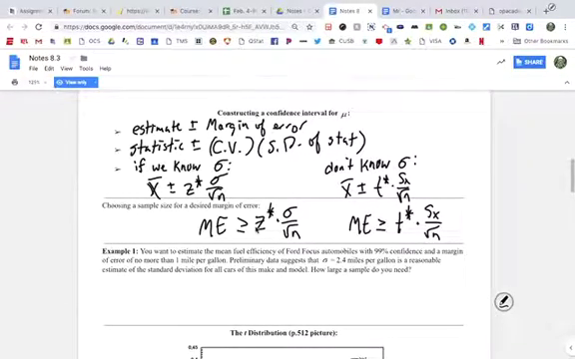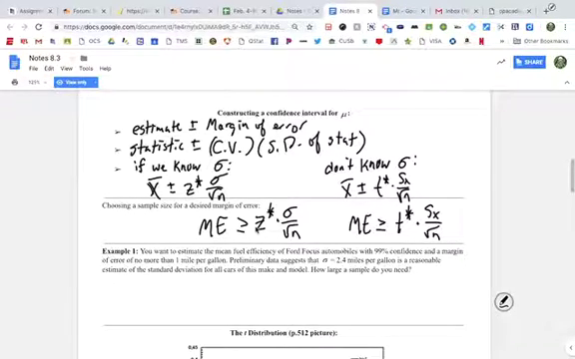Alright, now we're into examples. It says you want to estimate the fuel efficiency of Ford Focus automobiles with 99% confidence and a margin of error of no more than 1 mile per gallon. Preliminary data suggests that a standard deviation of 2.4 miles per gallon is a reasonable estimate of the standard deviation for all cars of this model and make. How large of a sample do you need?